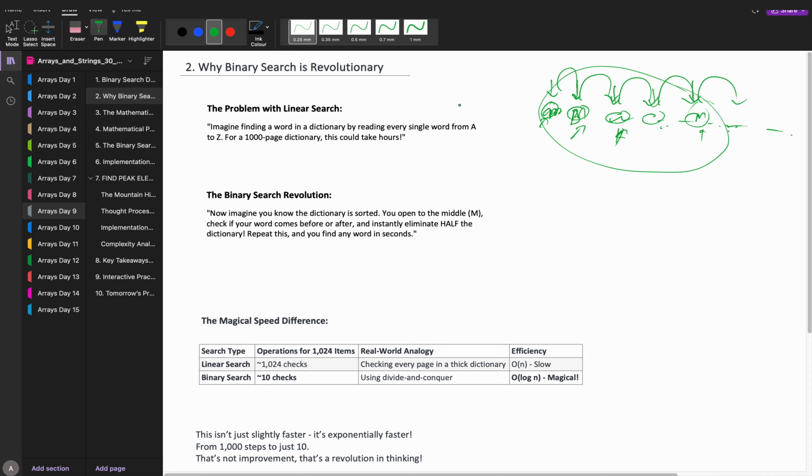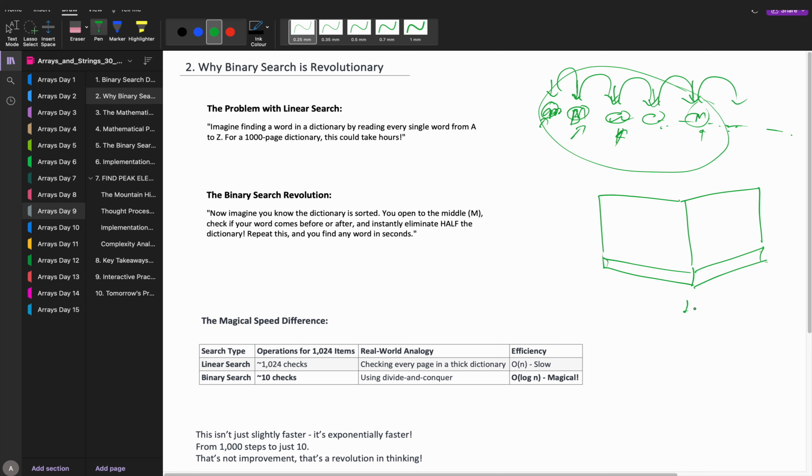To make it more intuitive, let's imagine you have a dictionary. Let's draw it. Let's say you have a dictionary.